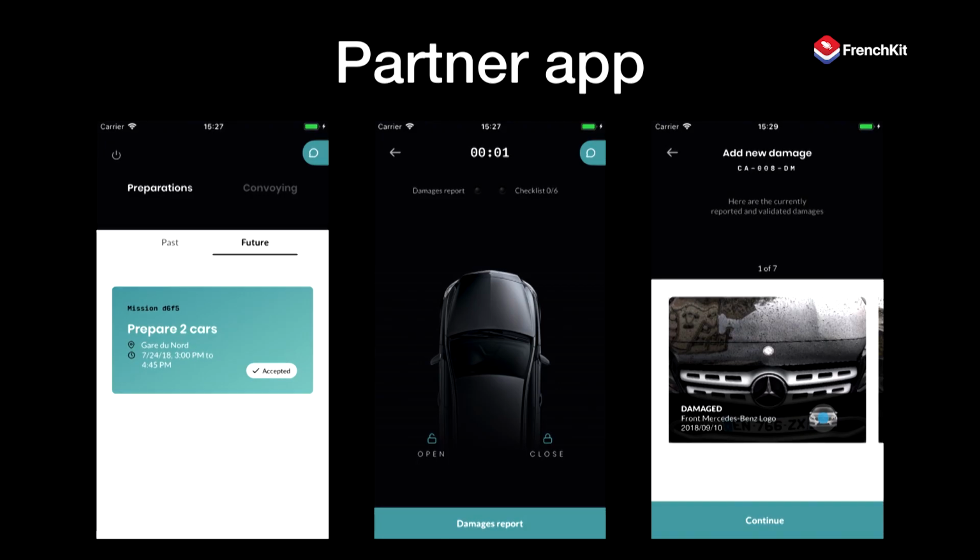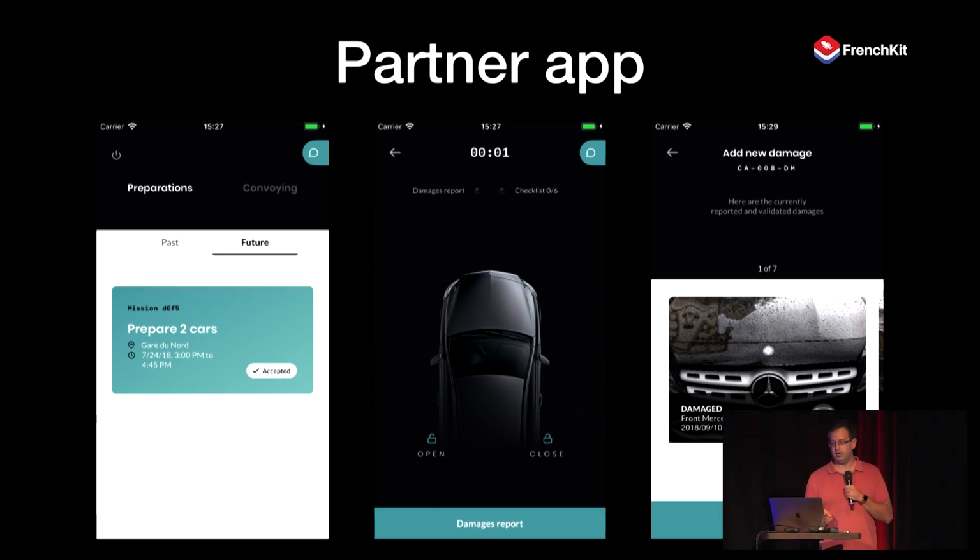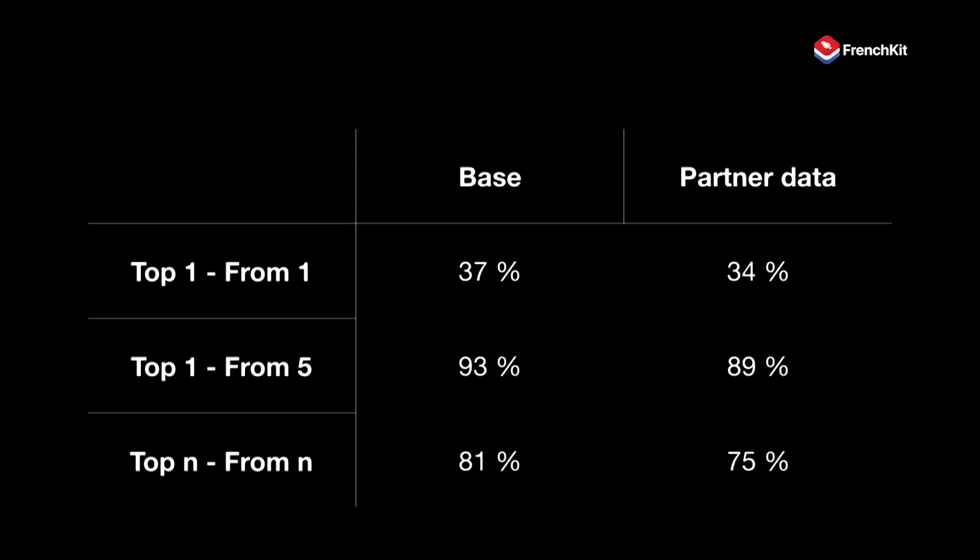To go further, I have another app, a second app, called Virtuo Partners. It's an app for people who wash the car, who clean the car after your rental, and who recheck every damage you declare. These guys are professionals, so they take better pictures than you, and they do better classifications than you. What happens if I only build a model on pictures taken by professionals? It's a bad idea, because performance is worse. Why?